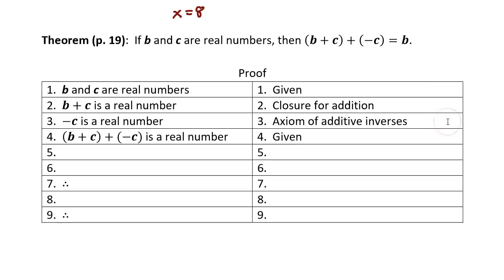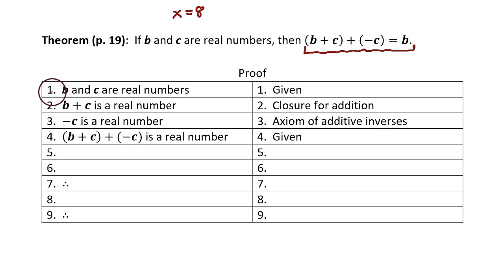Let's take a look at another theorem. This one doesn't have a fancy name, but it's on page 19 of your book, so we'll refer to it as the page 19 theorem. If b and c are real numbers, then b plus c plus the opposite of c equals b. This probably makes common sense, but we can prove that this is true.